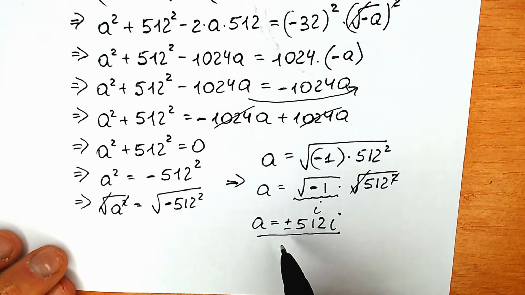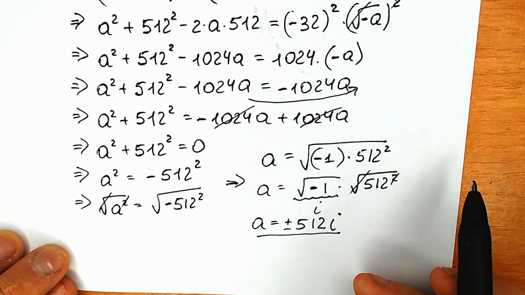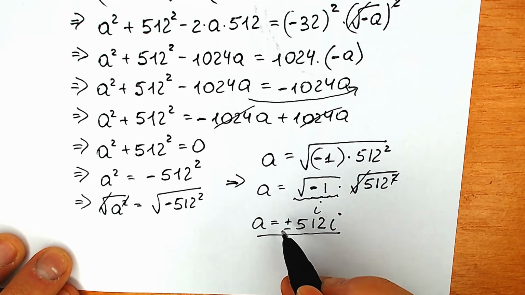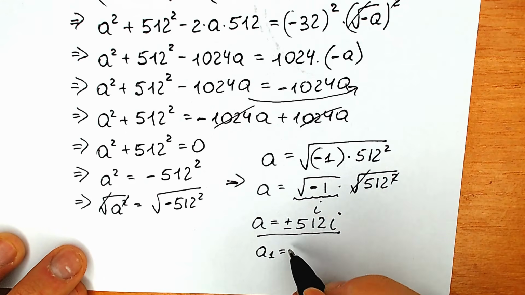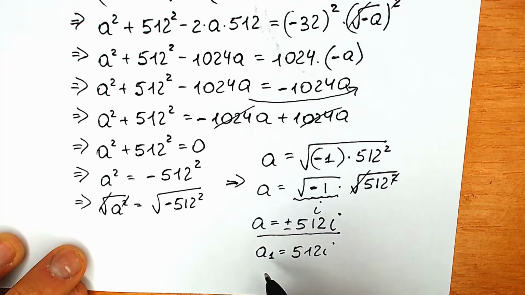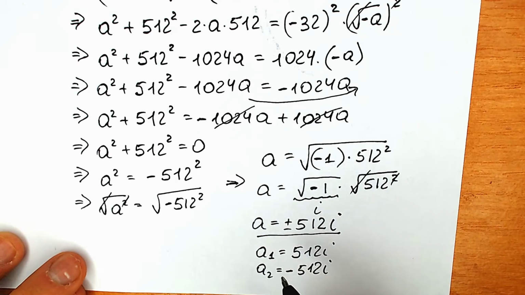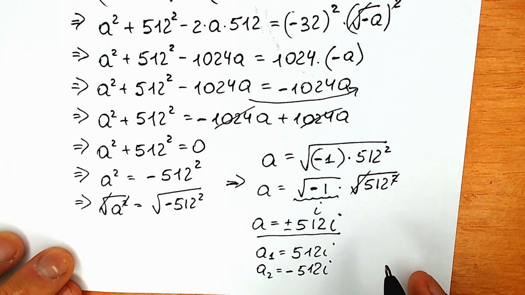So as a result, we have the root with the positive sign and with negative sign, because we take square root, so it can be positive, it can be negative, so we're considering it as two roots. So as a result, our a first equal to 512 times i, and a second equal to minus 512 times i. And this is our first method. Right now I'm going to show you the second one, so I hope you understand this method. You can also write a question into the comment section, and right now I'm going to show you the second method, which is also really great for this question.